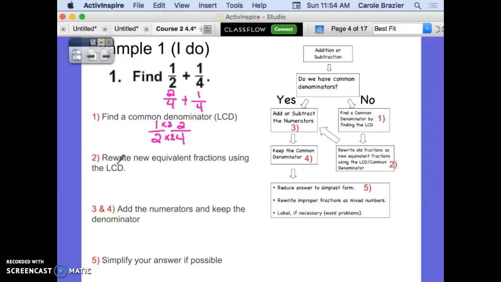Just like last time, when adding fractions with common denominators, we know we leave our denominator and we add our numerators. So 2 plus 1 is 3, and then we leave our 4. This is simplified, so we are completely finished, so we don't have to go any further.